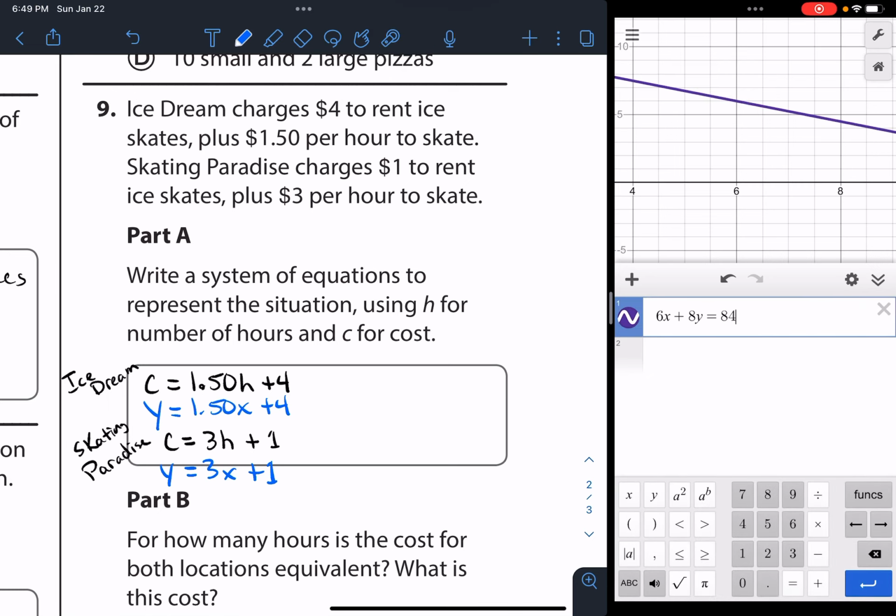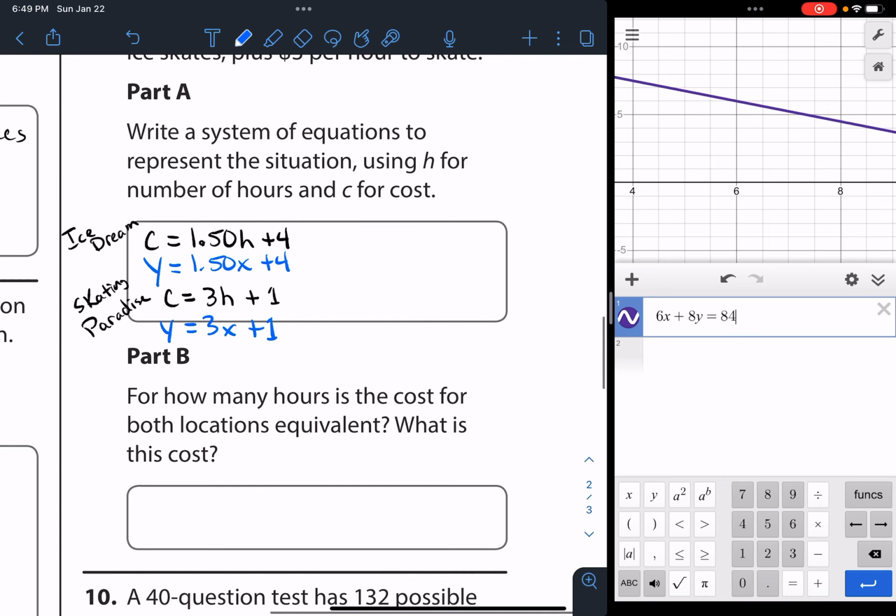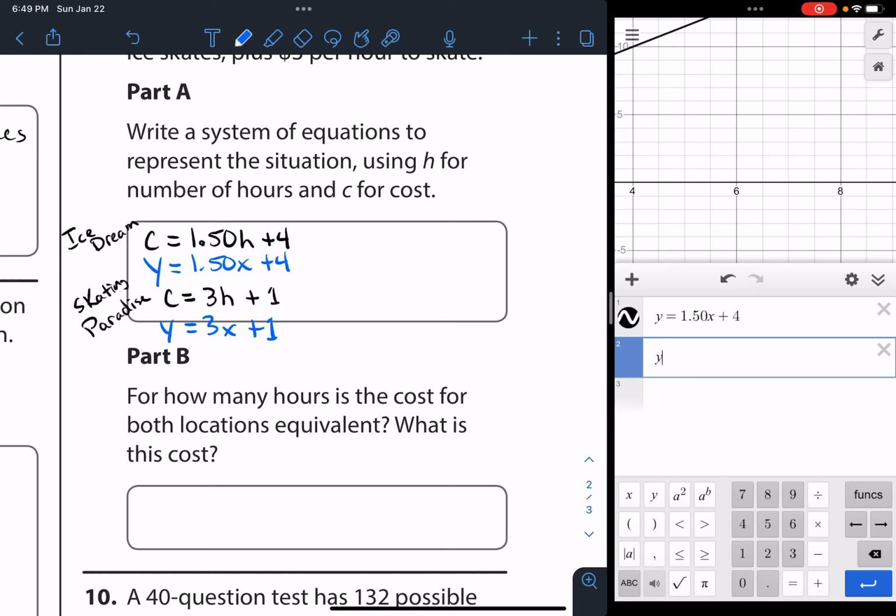And then wherever they cross, I'm assuming, will be the answer for part B, because it says, for how many hours is the cost for both locations equivalent? What is the cost? Equivalent would mean where do they cross. That's what equivalent means. So here we go. We got y equals $1.50x plus the $4 to get your skates. And then the other one is y equals 3x, but you only pay $1 to start.